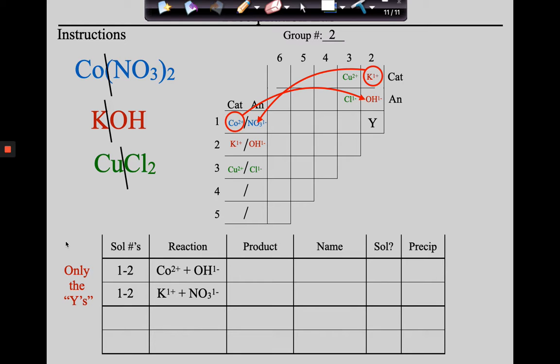So again, it's only for the yeses. Take the positive of one with the negative of the other, the positive of the other, the negative of the one, and put them together. Then guys, check this out. This now becomes exactly like your homework. Here's what we're going to do.